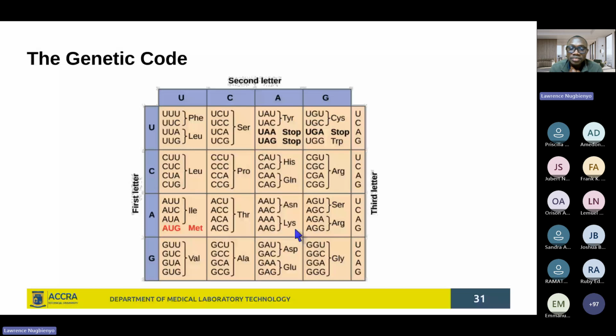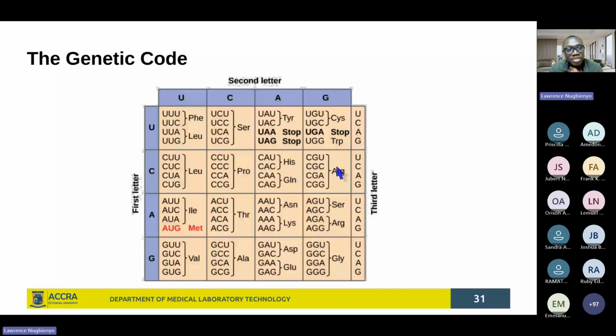ASP, aspartic acid or aspartate, GLU, glutamate or glutamic acid, CYS, cysteine, TRP, tryptophan, ARG, arginine. And I think we saw this SER already, serine, ARG, also arginine. And then you have GLY, glycine. So these are the different amino acids which are being shown.